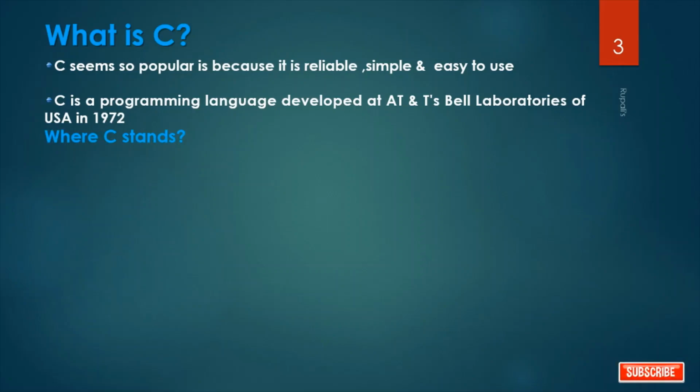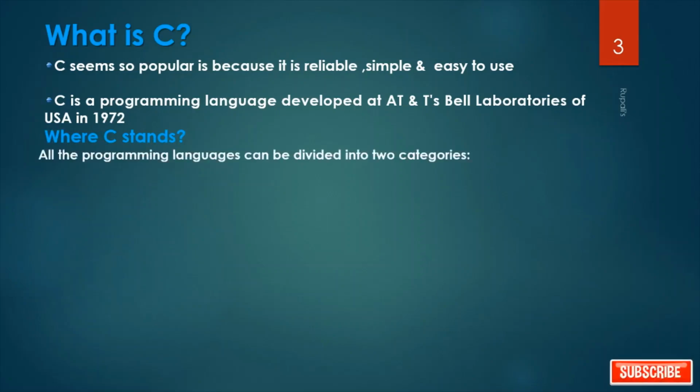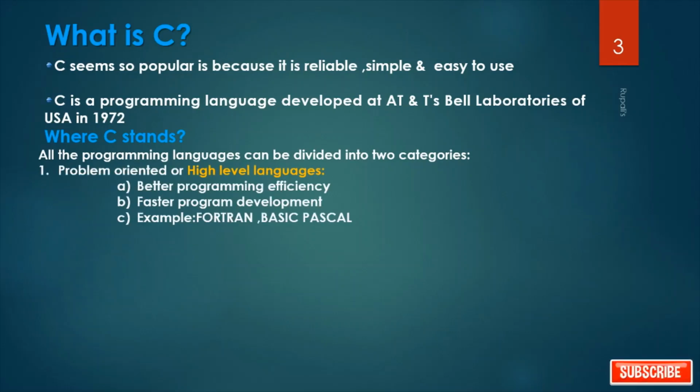Where C stands. All programming languages can be divided into two categories. First is high-level language. It is problem-oriented. The characteristics of these languages are better programming efficiency and faster program development. Examples of these languages are Fortran, Basic, Pascal.